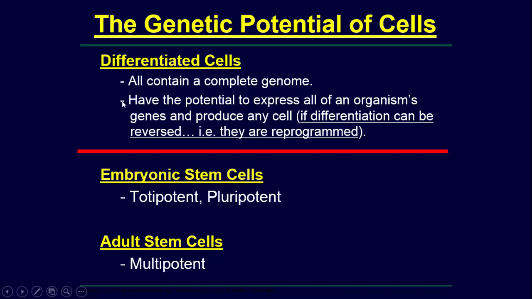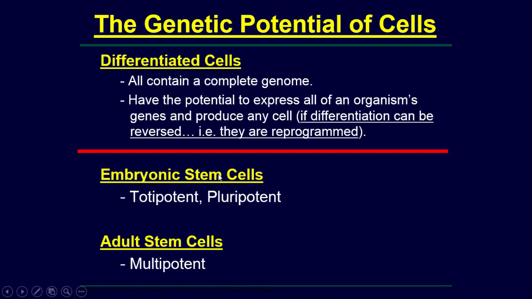I probably should put an asterisk here instead of a little tick mark, but some individuals are trying to reprogram differentiated cells. So they're saying that if we can reprogram, they have the potential to express all the organism's genes and produce any cell. But again, a huge if here, right? If differentiation can be reversed or reprogrammed. And there's some belief that that could be possible. So, but if you're not reprogramming, these differentiated cells are already specialized. They lost their potential. On the other hand, we have stem cells.